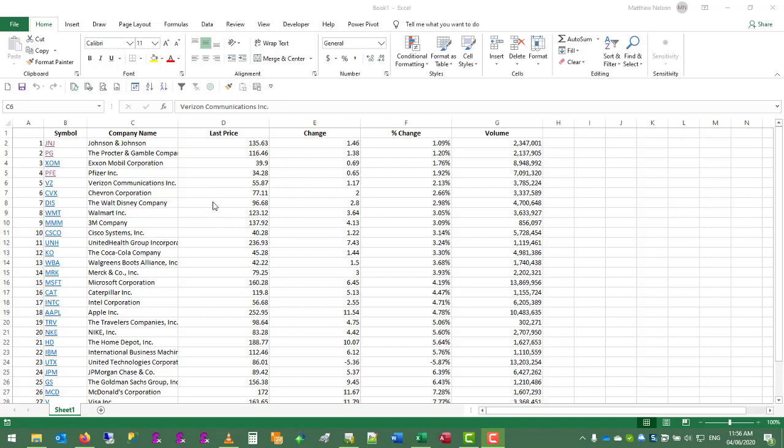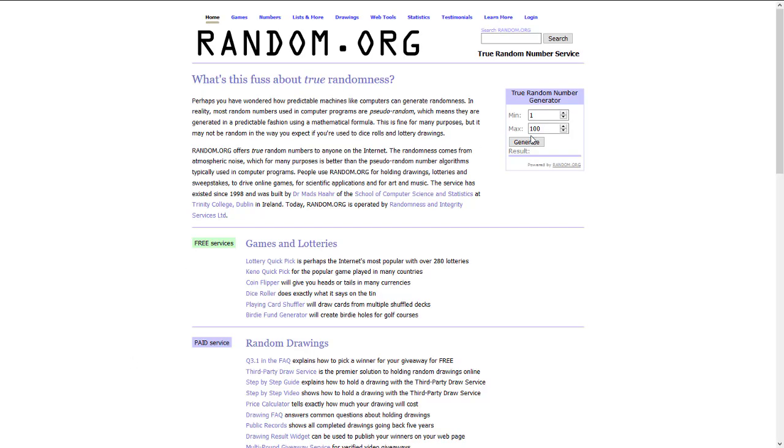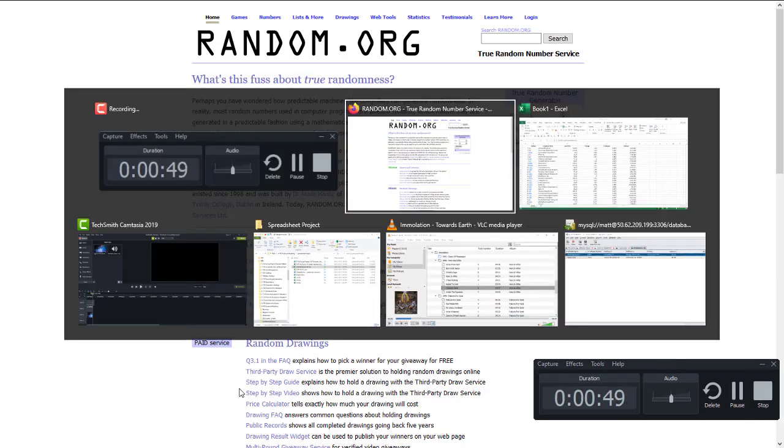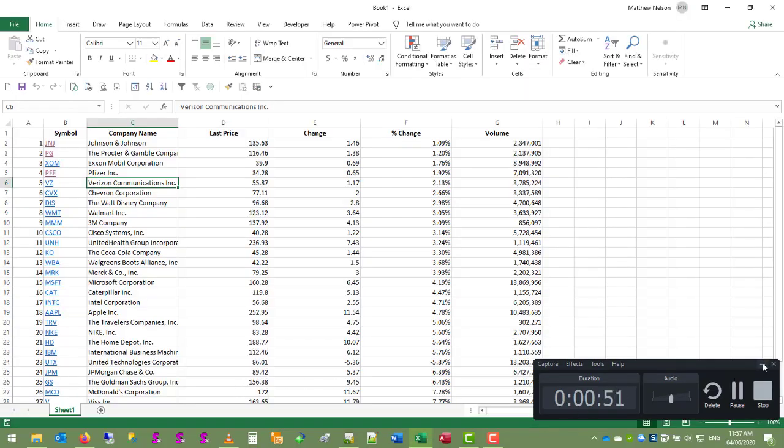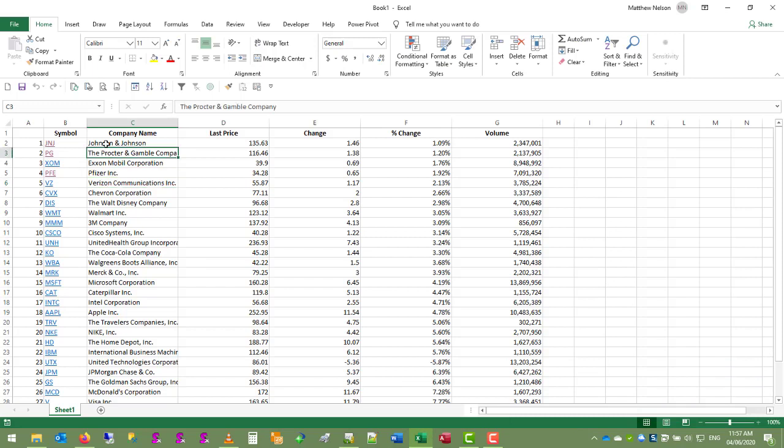So I have a list of the components of the index here. And if we go to random.org, we can choose a number between 1 and 30. And this time it was the first one. So that makes things very simple. So the first one in the index is Johnson & Johnson. So let's click the hyperlink.